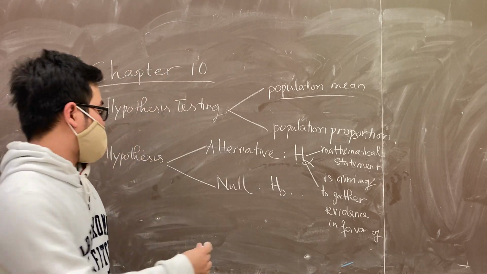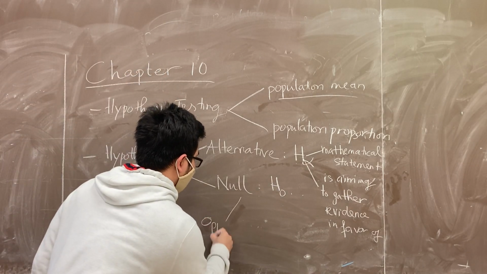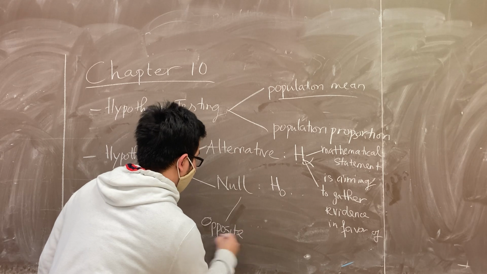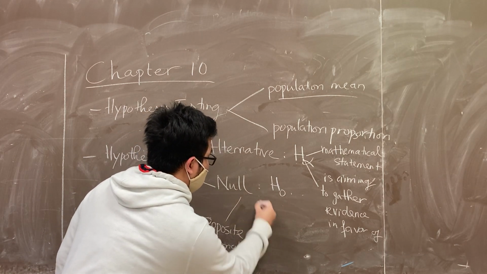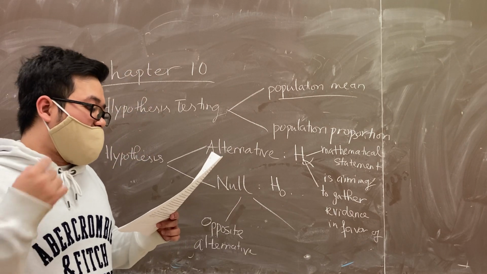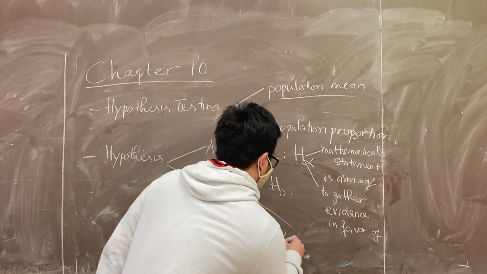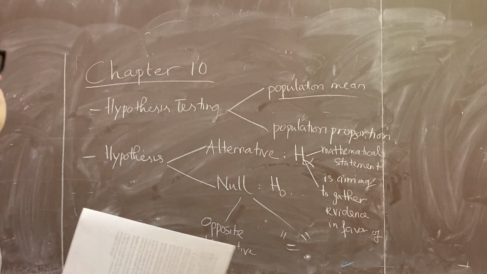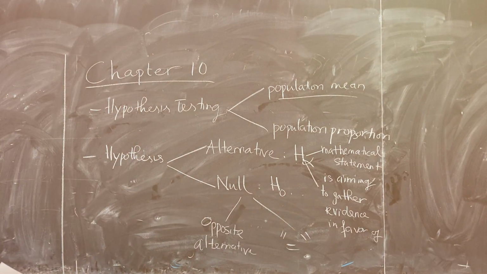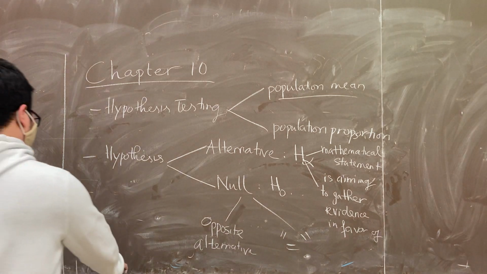That is the first one: it is the opposite of the alternative. This is the first thing. And the second thing here is it always includes equality. It always includes equality. That is the thing. So I will give you an example for this.